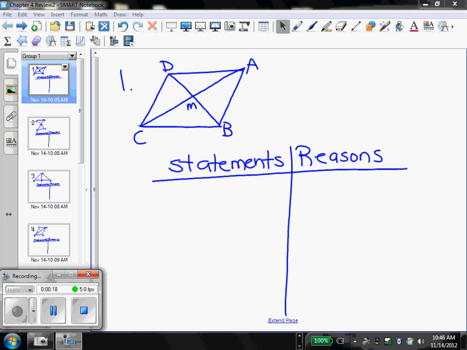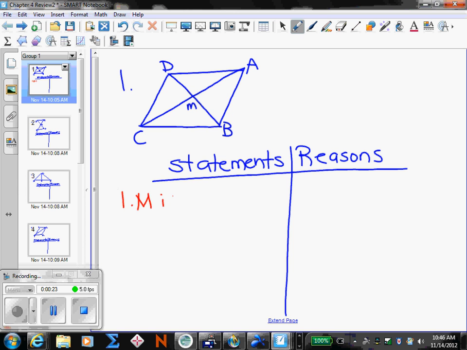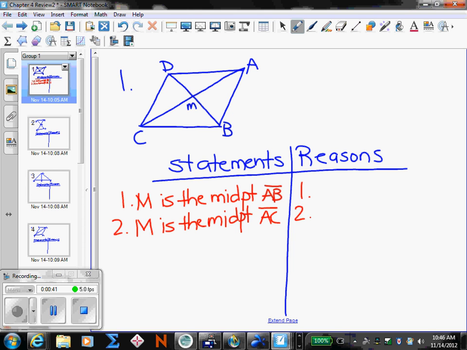The first one, the given information was M is the midpoint of AB. And M is the midpoint of AC. So statements 1 and 2 are our two givens. So if M is the midpoint of those two segments, let's look at... I'm sorry, it's the midpoint of BD. Makes a little bit more sense. So if M is the midpoint of BD, then that means DM is going to be congruent to MB. And if M is the midpoint of AC, then CM will be congruent to MA. So from that, we can write line segment DM is congruent to line segment MB.